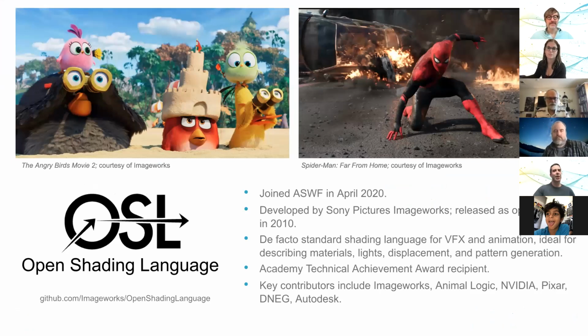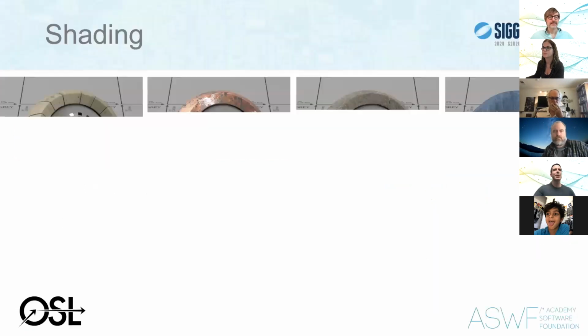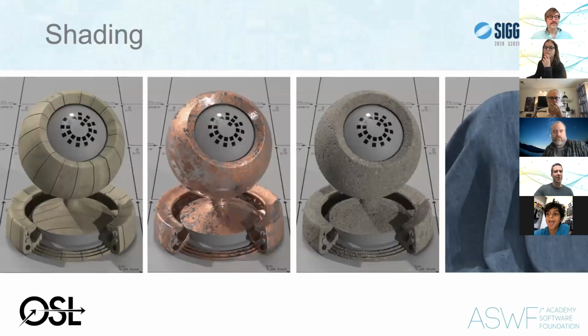I'm going to give an update on Open Shading Language. Just to review, shading is the part of 3D rendering that makes objects look like different materials, like wood, rusty metal, concrete, or cloth. At each point on the object, what color is it? How bright is it? How much light reflects to which directions?